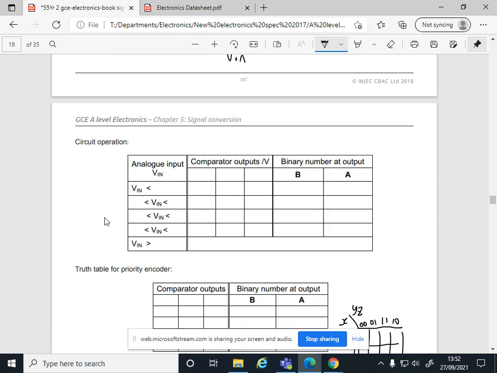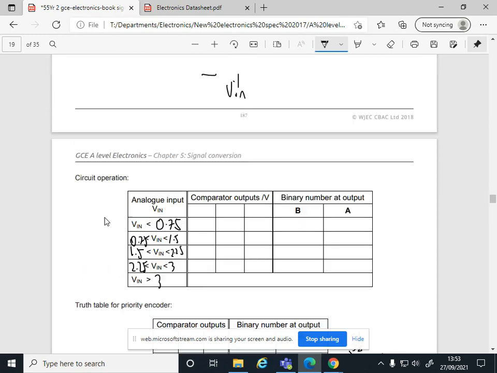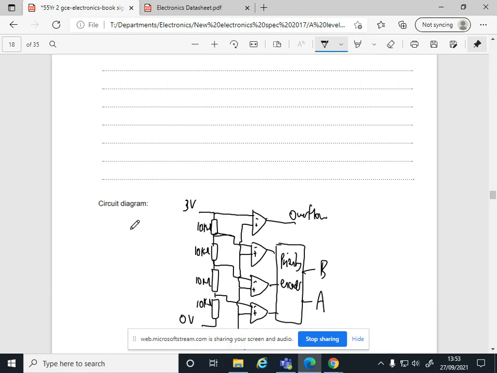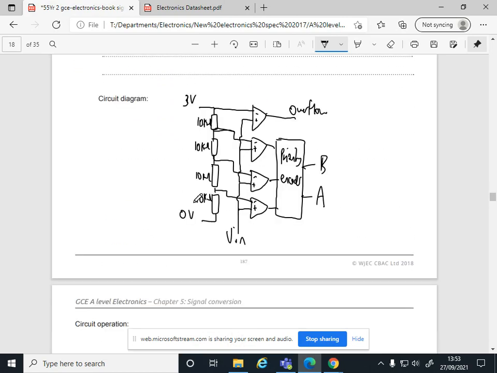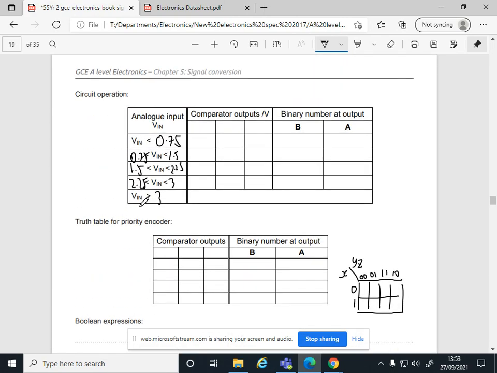Okay, right, so the analog input voltage is going from 0.75 to 1.5, 1.5 to 2.25, 2.25 to 3. Okay. Comparator outputs, have I labelled them? Usually we label them, haven't, but usually we'll label them X, Y, and Z. So I'm going to label them X, Y, and Z. That's the usual one we use. X is the first one, Y the second one, Z the third one.